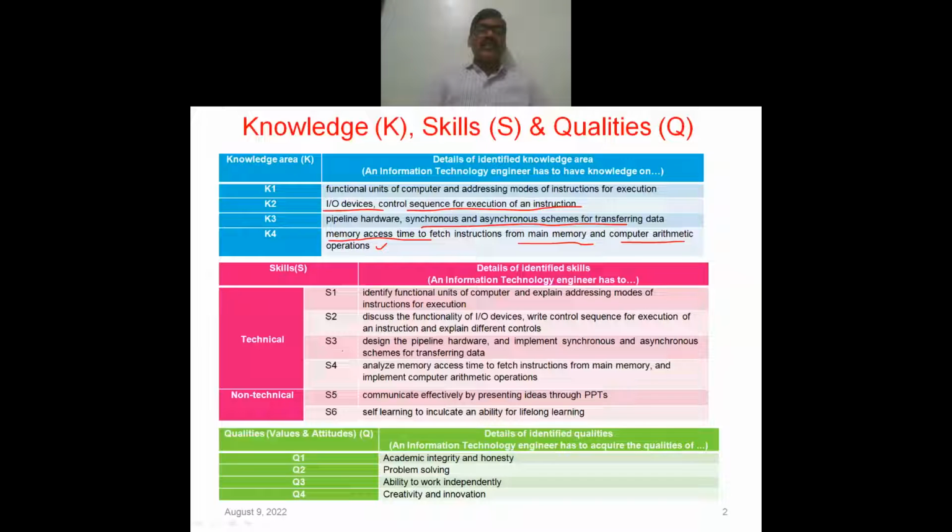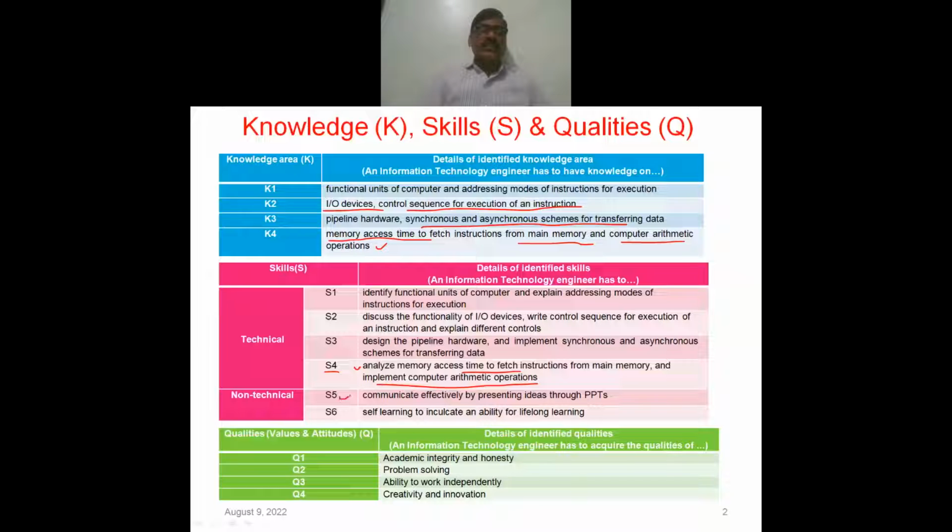The third technical skill, S3, is that you are able to design pipelining hardware and implement synchronous and asynchronous schemes for transferring data. Skill 4 is that you are able to analyze the different types of memory access times to fetch instructions from the main memory, and implement different computer arithmetic operations like multiplication using the Booth algorithm, division, addition, and subtraction.